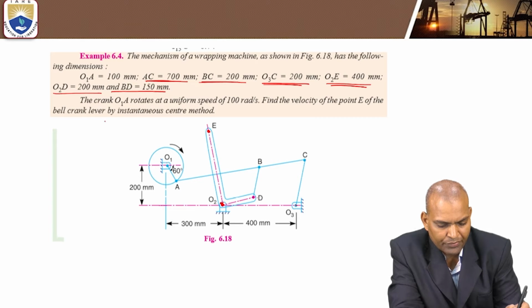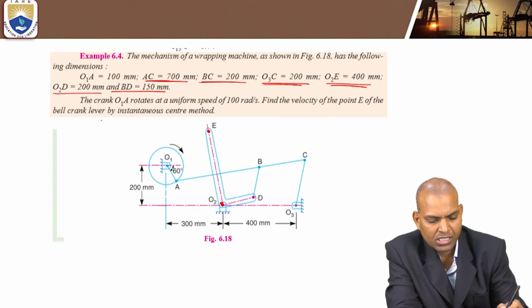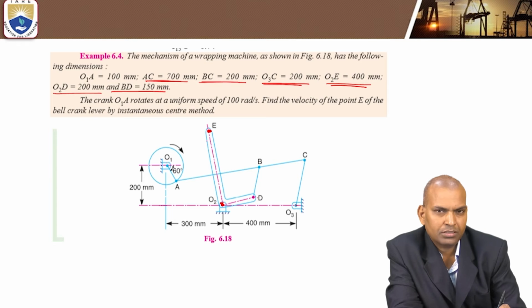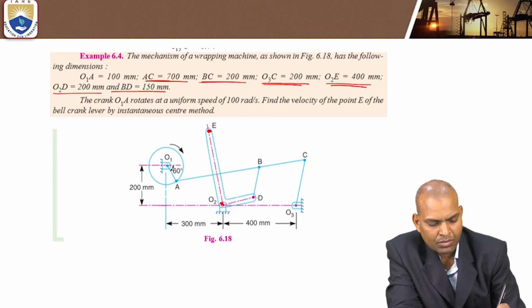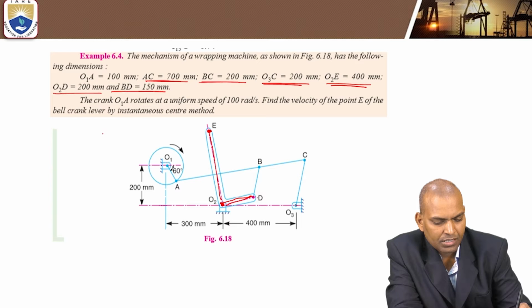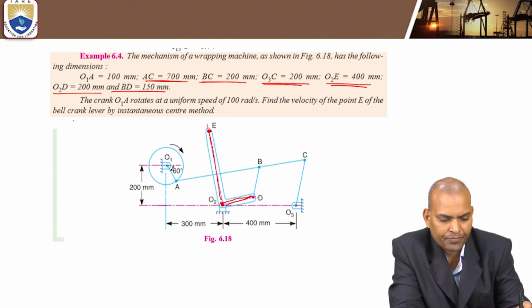Now what is to be found? We have to find out the velocity of the point E of the bell crank lever. The bell crank lever here is D O2 E. This portion is the bell crank lever. This part is the bell crank lever. We find it by the instantaneous center method.